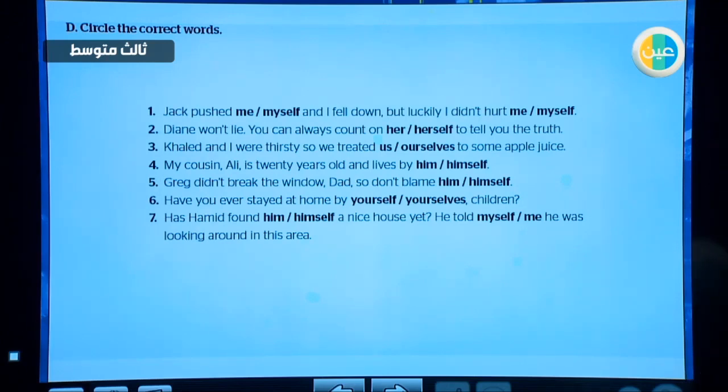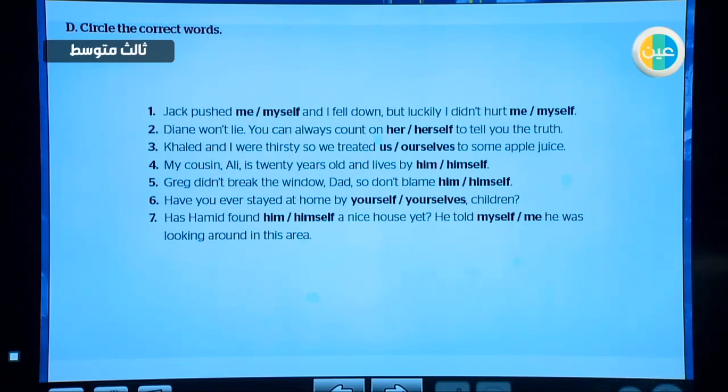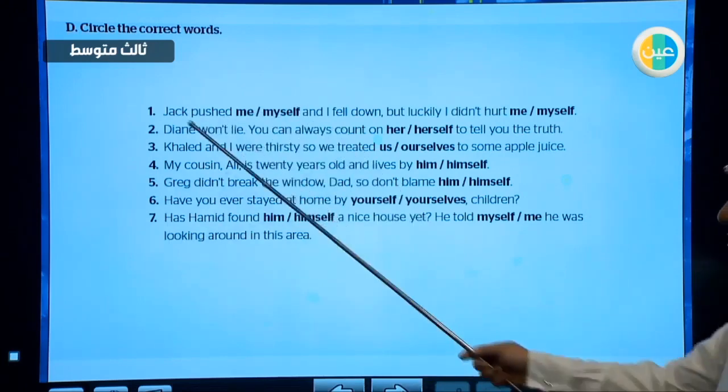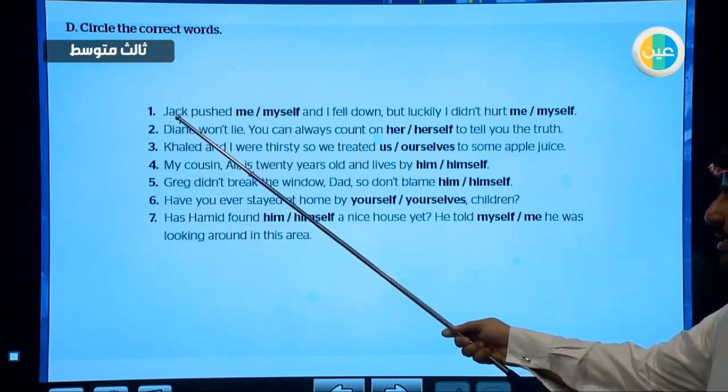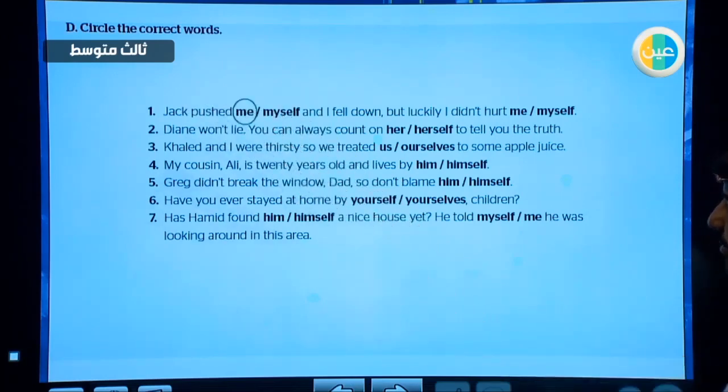So if you want to choose the reflexive pronoun like myself, herself, ourselves, yourself, etc., we are going to use that when we have the same subject in the sentence. When the subject and the object are the same, we use the reflexive pronouns. Jack pushed me or pushed myself. The subject here is Jack, so it is like he pushed me or myself. The subject here is different from the object, so we choose me.